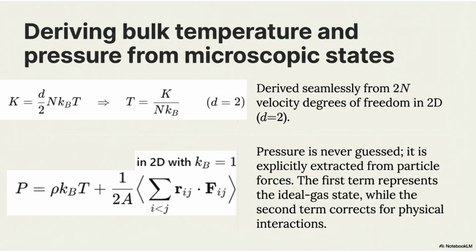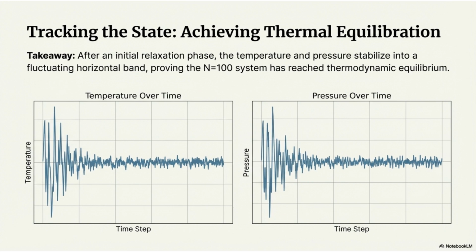Bulk temperature is derived from the system's kinetic energy and degrees of freedom. Pressure is explicitly extracted from the particle forces, where the second term corrects the ideal gas state for physical interactions. After an initial relaxation phase, the temperature and pressure stabilize into a fluctuating horizontal band. This proves that the n=100 system has reached thermodynamic equilibrium.